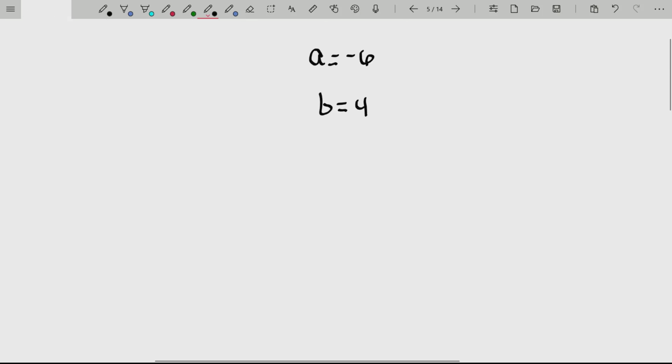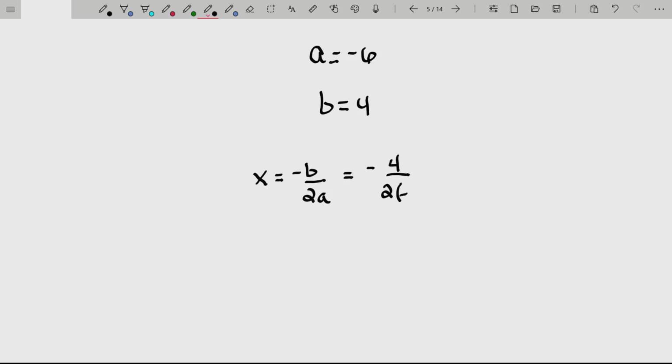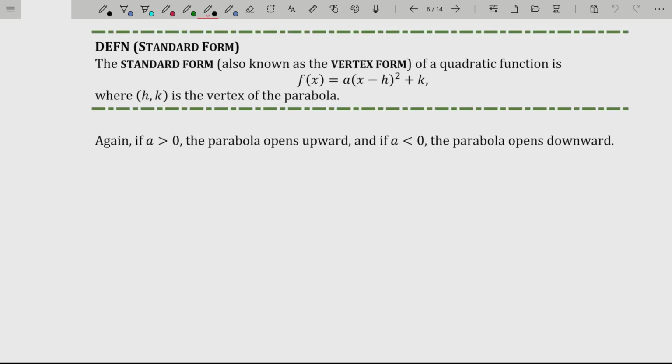Let's see, the axis of symmetry would be at negative b over 2a. So subbing in these values, that's going to be negative 4 over twice the negative 6. That's negative 4 over negative 12, which is 1/3. So that's where our axis of symmetry is in that very first example. x equals 1/3.